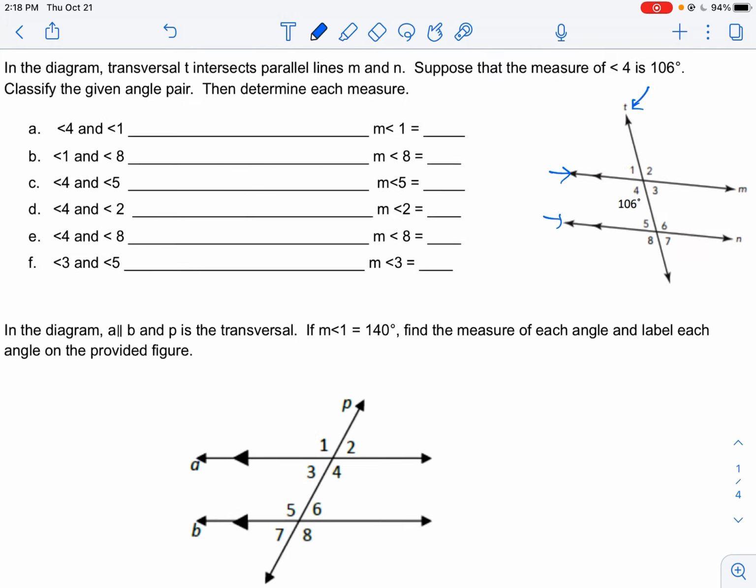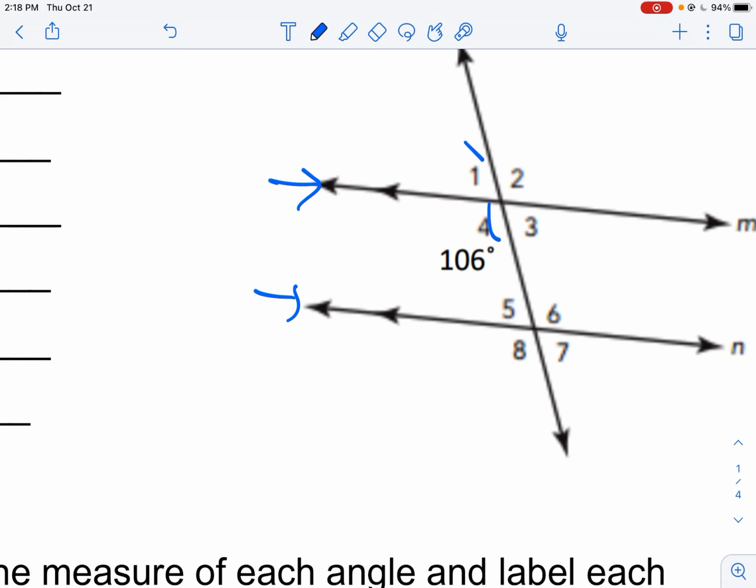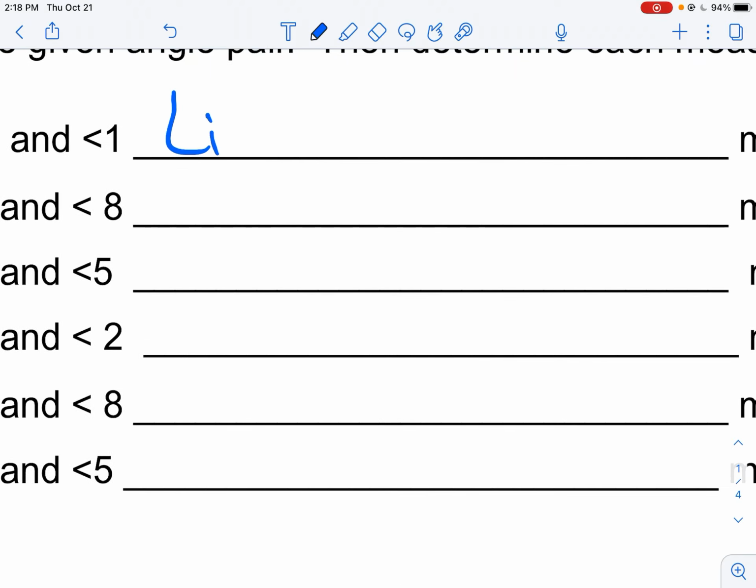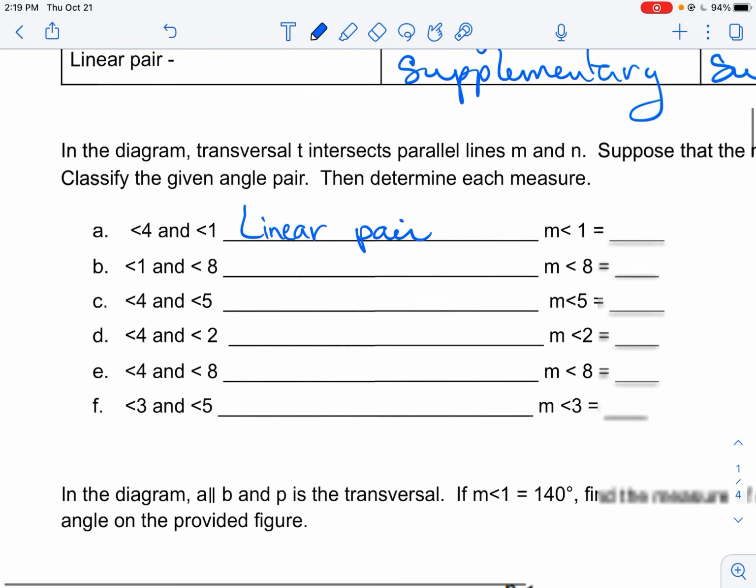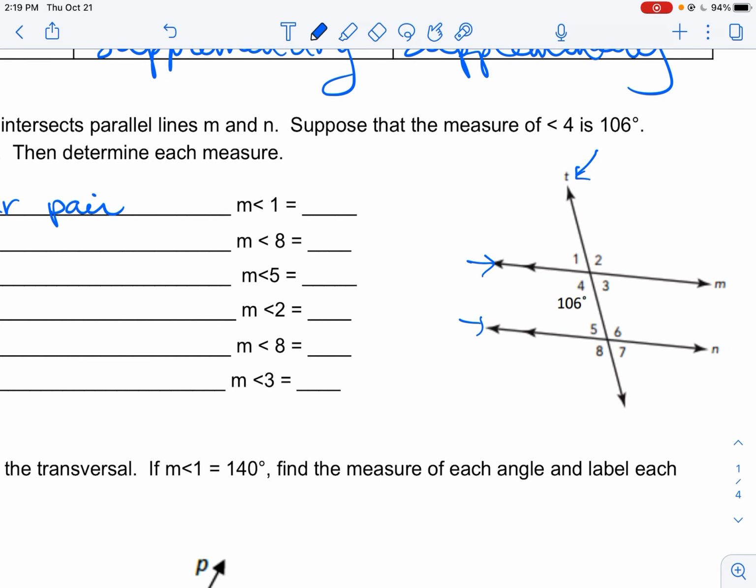So let's look at this. Angle 1 and angle 4. If I look at 1 and 4, these two right here, they make a line, so they are a linear pair. If they're a linear pair, that means angle 1 is supplementary to it. So the measure of angle 1 plus 106 equals 180. Subtract the 106 from both sides of the equal sign. The measure of angle 1 is equal to 74 degrees. So this is 74 degrees.